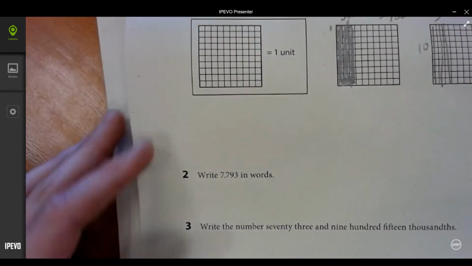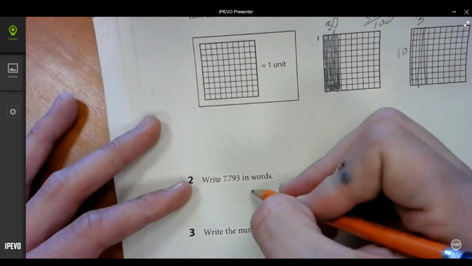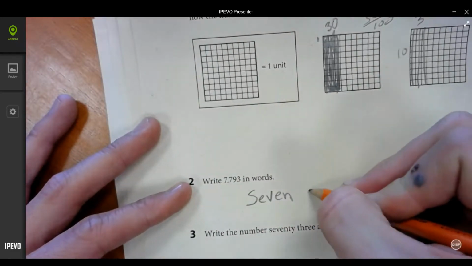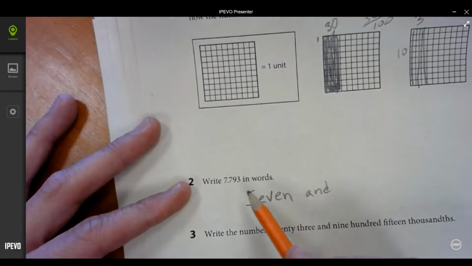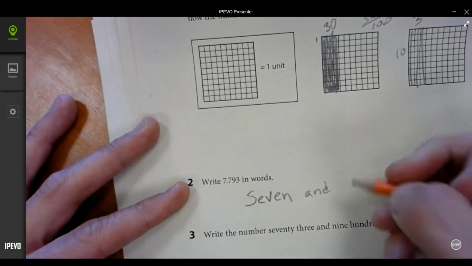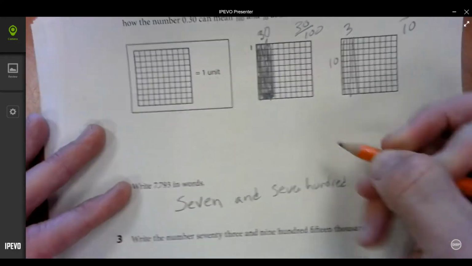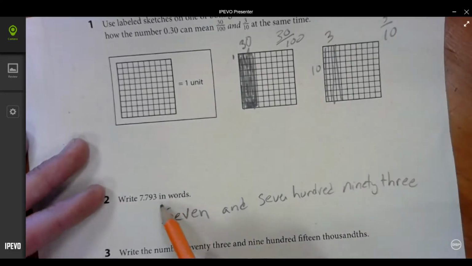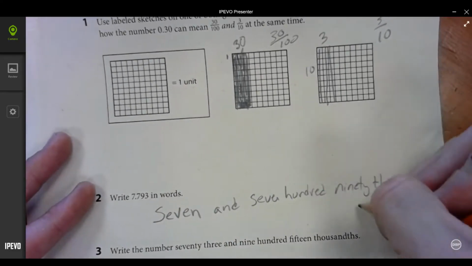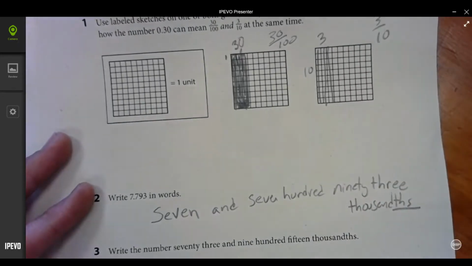Next problem, write 7 and 793 thousandths in words. Remember, when we're doing decimals, we use the word "and" to refer to the decimal, and then we just read the number after it. First we need to check what place value it's in. The last digit's place value is thousandths, so we would just say 793, and then again tenths, hundredths, thousandths. And we do need to add that "ths" onto there.